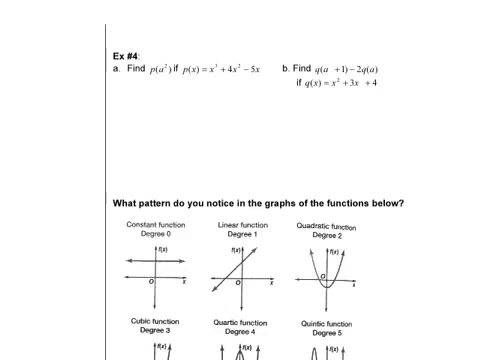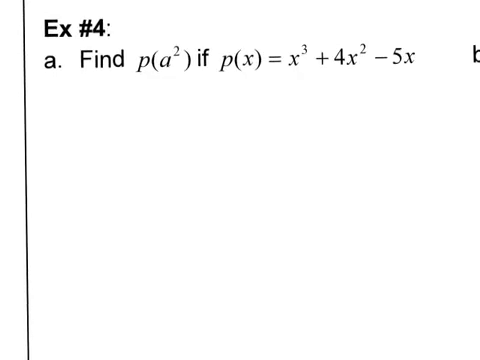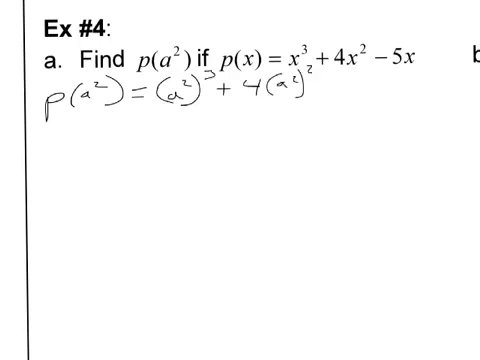All right. Now, what if they ask you to plug in a variable into a function? Well, let's see what that would look like. See here, they're asking us to find p of a squared. So that means we need to be able to plug a squared in for x. So p of a squared would just be (a squared) cubed, plus 4 (a squared) squared, minus 5 a squared.